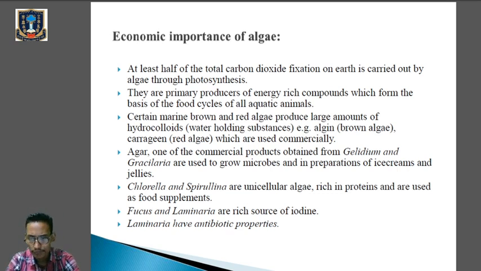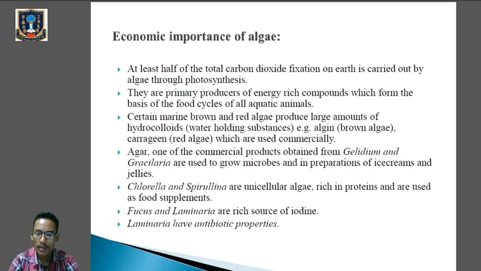Next, Chlorella and Spirulina are unicellular algae. Uni means one, so they are a single cell. But Spirulina and Chlorella are rich in proteins and are used as food supplements. Clear? Since Spirulina is rich in protein content, it is mainly used as a protein food supplement. They are grown and utilized commercially also, since they are rich in protein content.